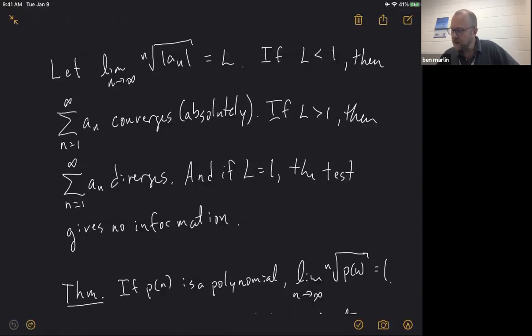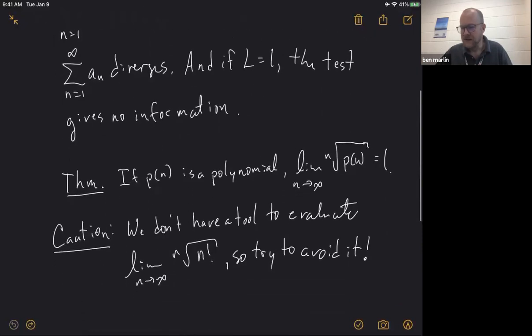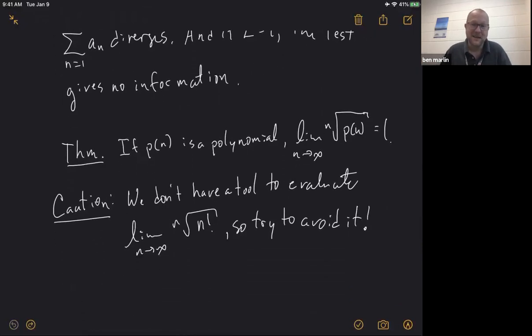However, if you get 1, this is not a helpful test. Sometimes you're trying to use the root test and it turns out you just can't use it. Additionally, if you're taking the limit and you can't take the limit, then this wasn't the right test for you. So that's what happens every time you try to take the nth root of n factorial. It's not a well decided thing.